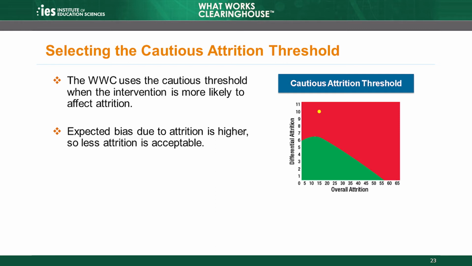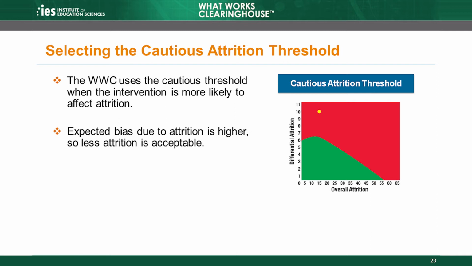Conversely, review teams choose the cautious threshold when the types of interventions studied are more likely to affect attrition. Suppose we're looking at an intervention designed to improve algebra scores. High school students often can choose the classes on their schedule, including whether or not to take an algebra course. So, a student could choose to leave a class because of the intervention. In contrast to attrition that isn't directly related to an intervention, this type of attrition has the potential to lead to more bias. The review team leadership for secondary math selected the cautious threshold because they believe more of the attrition in studies of secondary math interventions may be related to the intervention.